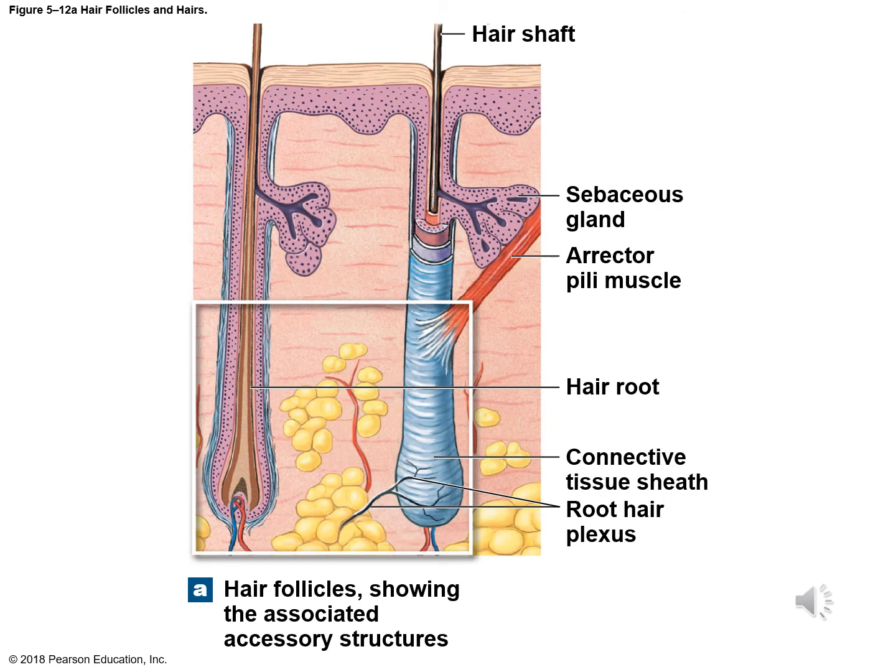We also have down in the very bottom the root hair plexus. This is a sensory structure wrapped around the connective tissue sheath of the hair, located down near the base again.